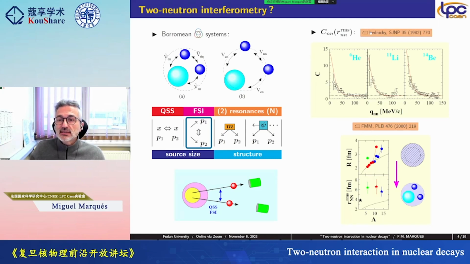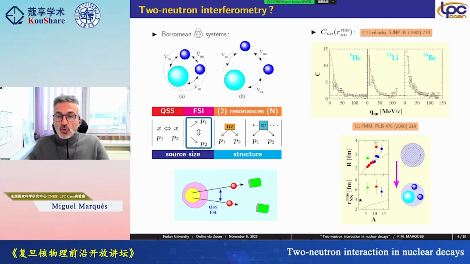So as I said, in the Lednicky paper, the advantage is that you have an analytical form. Since the source is Gaussian, the only parameter is the size of this Gaussian, and then with only one parameter, you can trace the correlation function. So that you see here for helium-6, lithium-11, and beryllium-14. Now, here the parameter we chose was the relative neutron-neutron momentum. And the red lines that you see here describe the data quite well and correspond to this formalism.